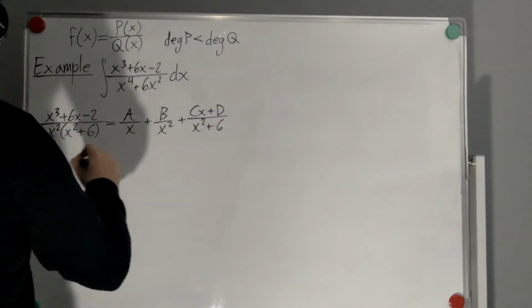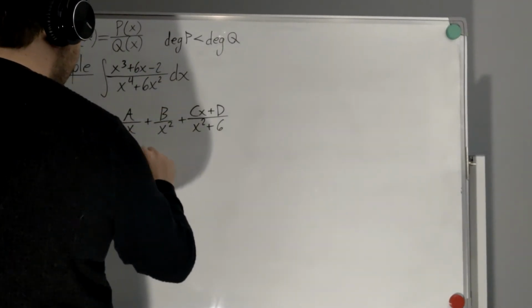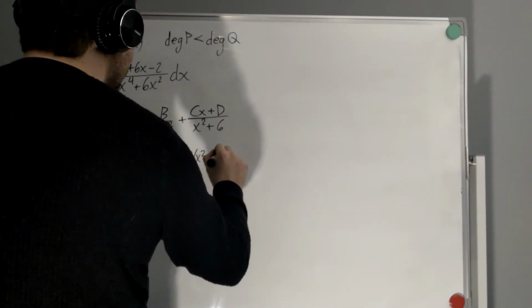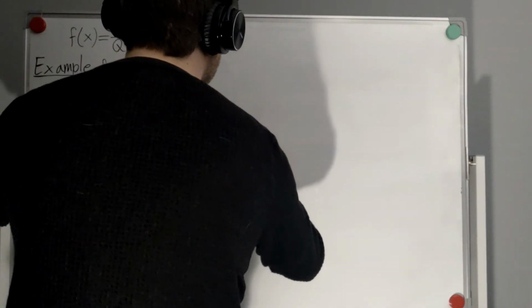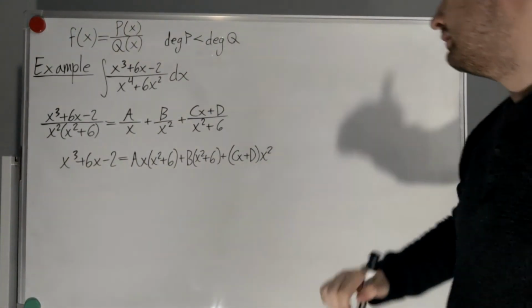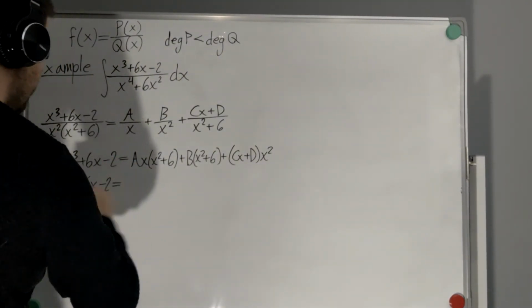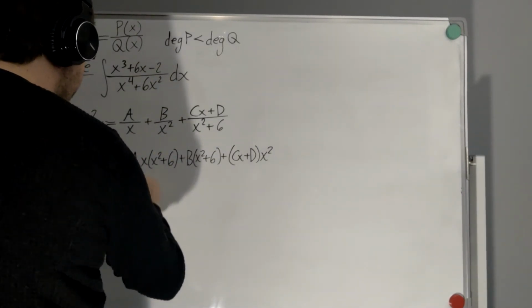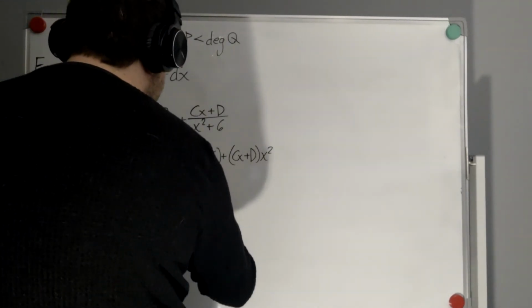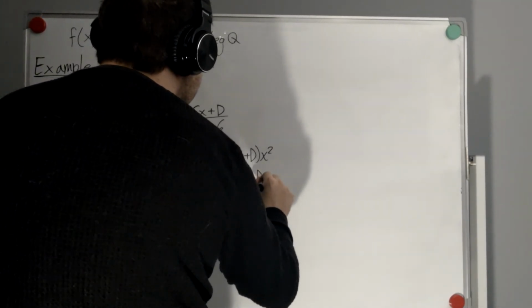Anyway, we multiply by the denominator here, we get x cubed plus 6x minus 2 equals A times x squared plus 6, plus B times x squared plus 6, plus Cx plus D times x squared. Now then, let's distribute. So we'll get x cubed plus 6x minus 2 equals Ax cubed plus 6Ax plus Bx squared plus 6B plus Cx cubed plus Dx squared.